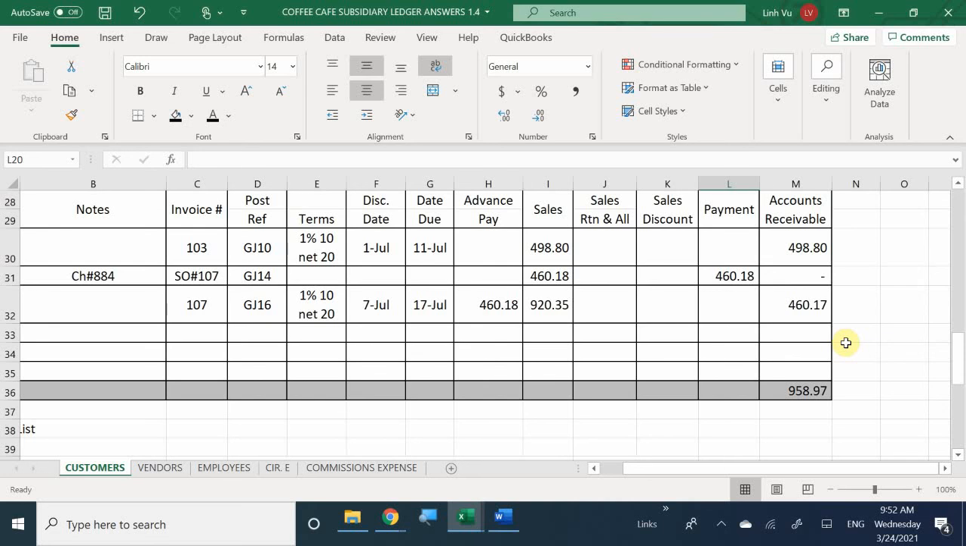Okay? However, let's take a look. Did any of them have a discount on them? Yes. They both do, right? Because they're making a payment before July. Okay, so now we got to do a little brain power here. So the first amount is outstanding for $498.80. Oh, wait, hold on. Let's take a look at this one more time. Invoice number 103.